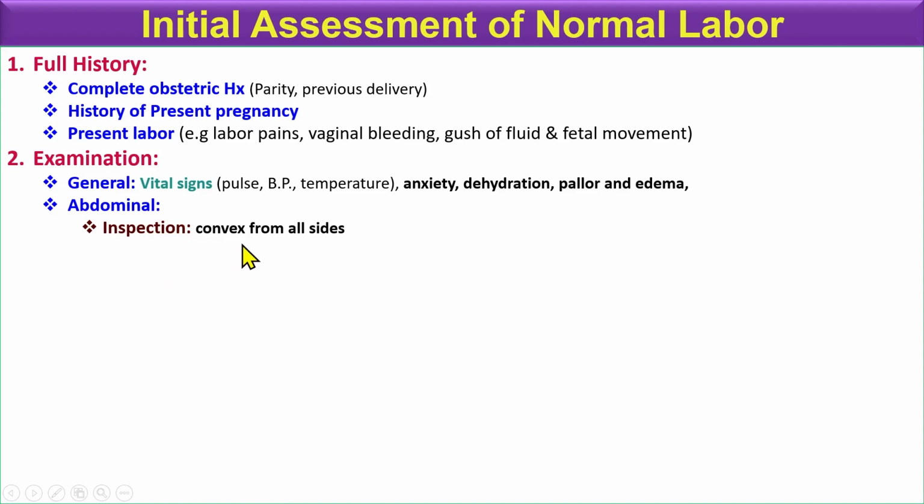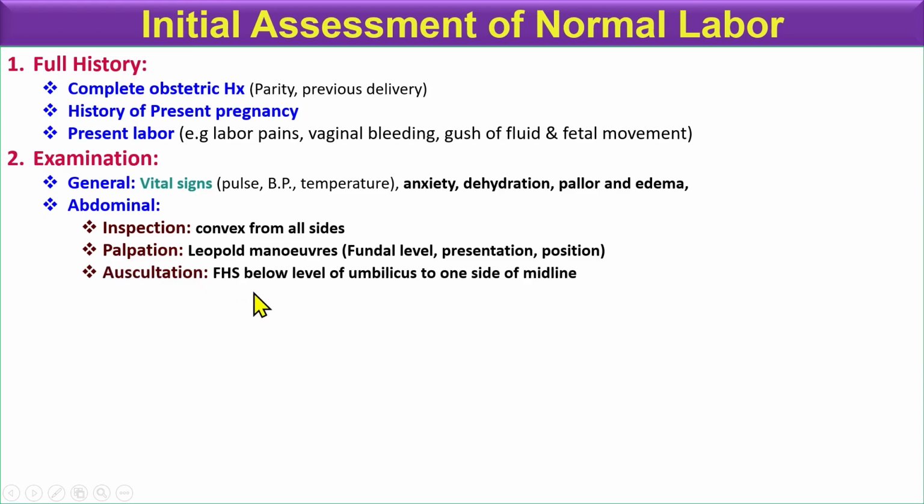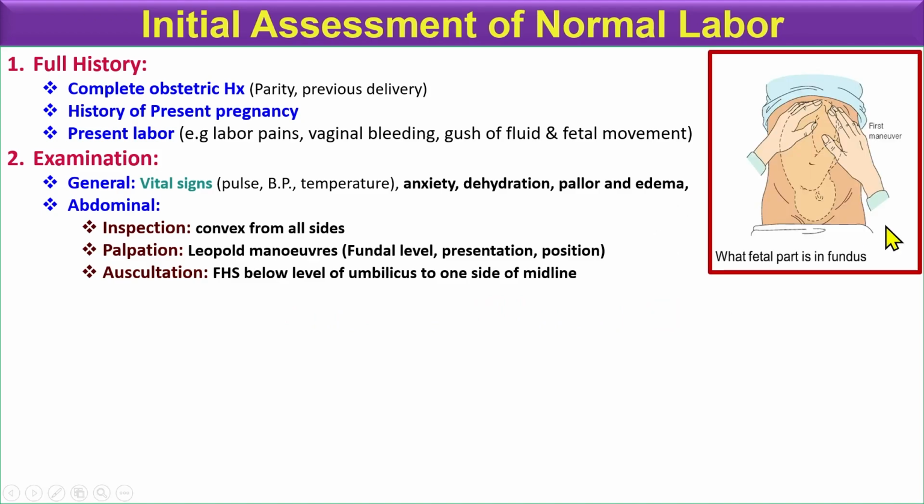I mean, it's convex from all sides. Okay, and the palpation through the Leopold maneuver, where we assess the fundal level, presentation and the position of the fetus. Okay, and the auscultation, I mean the fetal heart sound, below the level of the umbilicus to one side of the midline. So here is the Leopold maneuver.